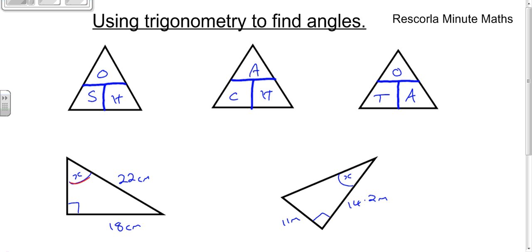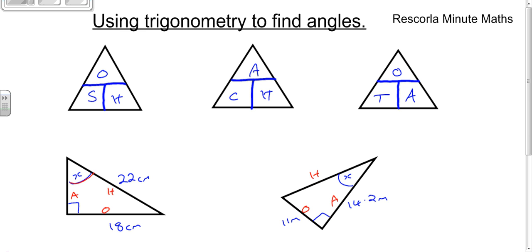So here we've got our angle. So this one here is going to be the opposite. The one that's opposite the right angle is going to be the hypotenuse, and the other one is going to be the adjacent. So again, on the second question here, the one that's opposite the angle is the opposite. The one that's opposite the right angle is the hypotenuse, and the remaining one is the adjacent.